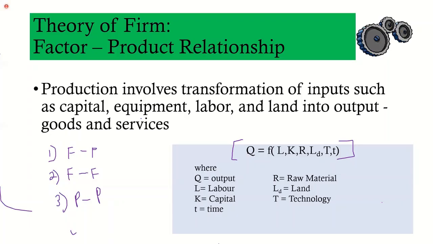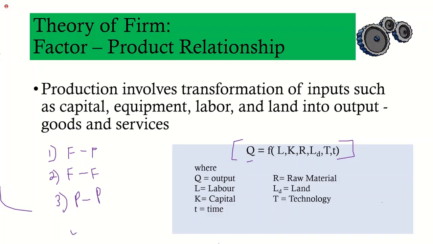Production involves transformation of inputs such as capital, equipment, labor, and land into outputs, which are goods and services. So you can think of what factors would affect the output of a crop. Let's take paddy, for example. What factors would affect the output or the yield of paddy? Now, Q here on the left-hand side is the output, or let's say the yield of paddy.